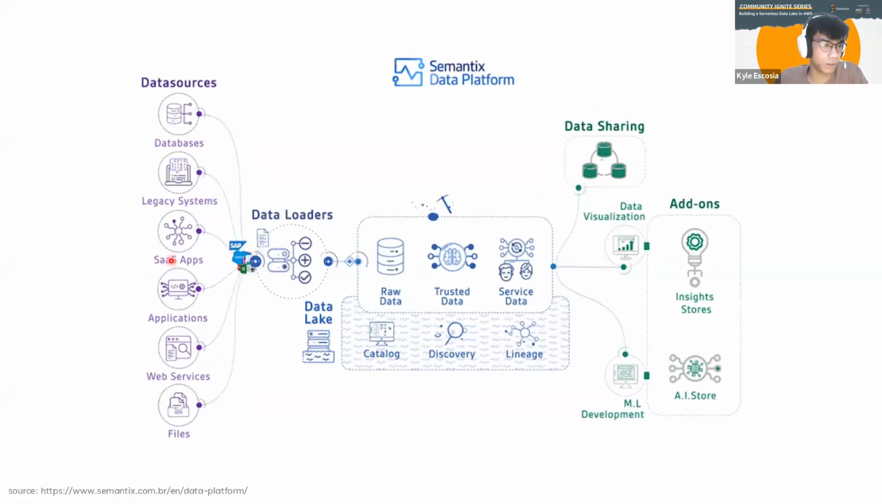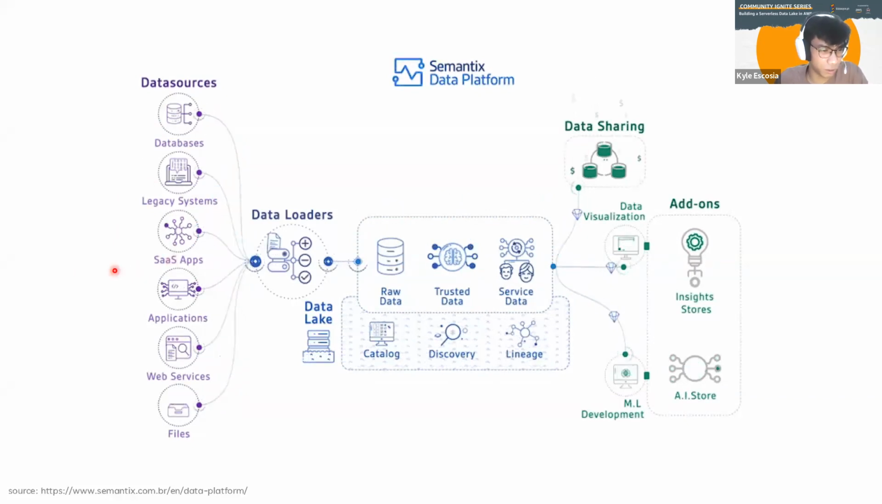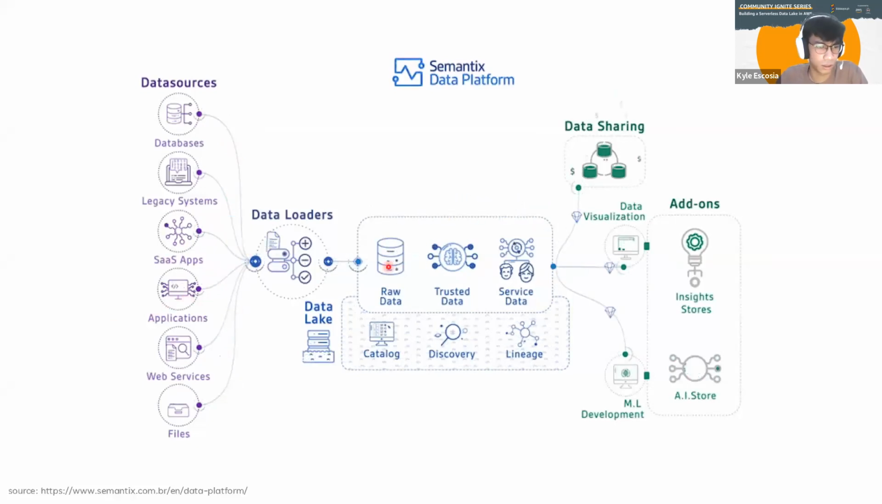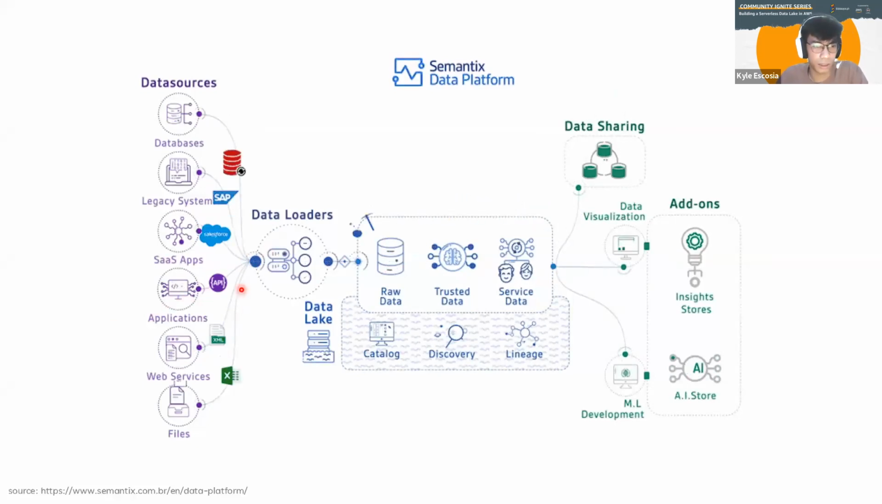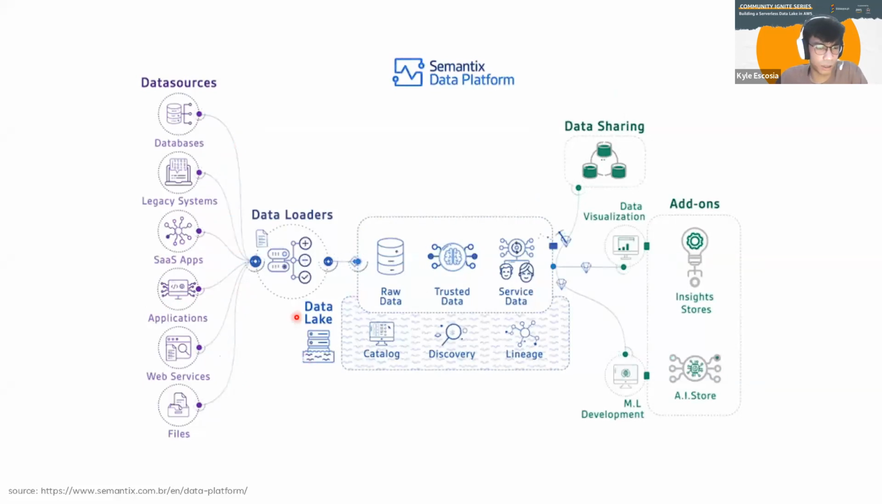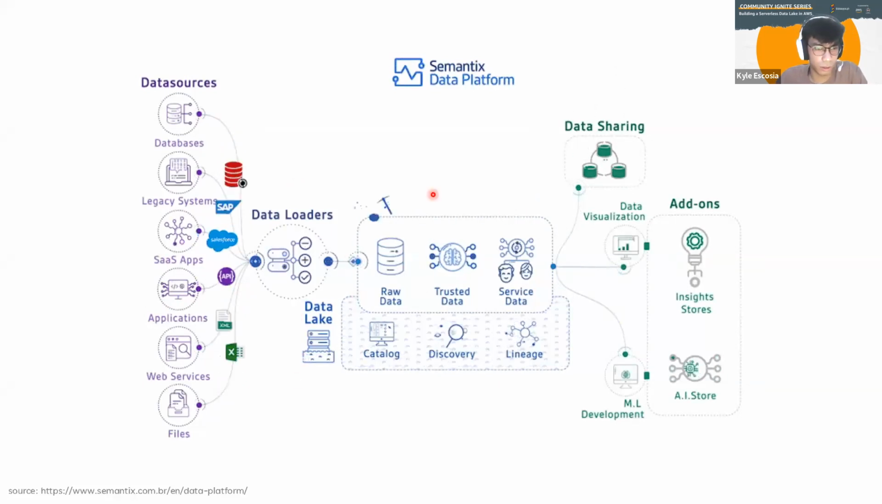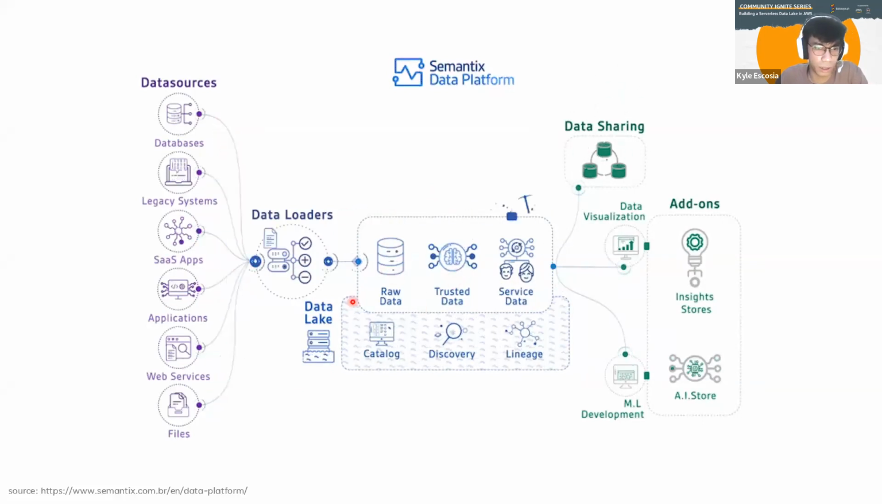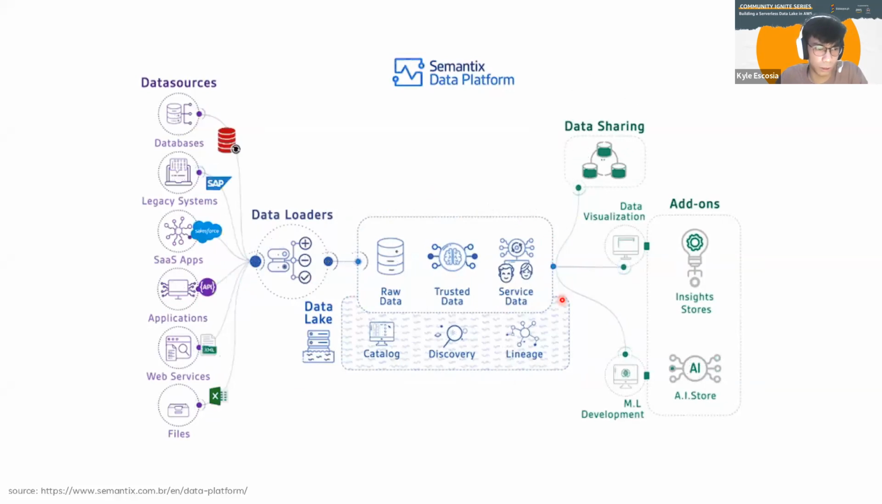SaaS apps, software as a service apps, applications, and if possible APIs, you can also pass to the data lake or the data loader. Then it will drop here in the data lake. This part is the data lake, with raw data, trusted data, and service data. This is all powered by a data lake at the back end. So that's how it works.